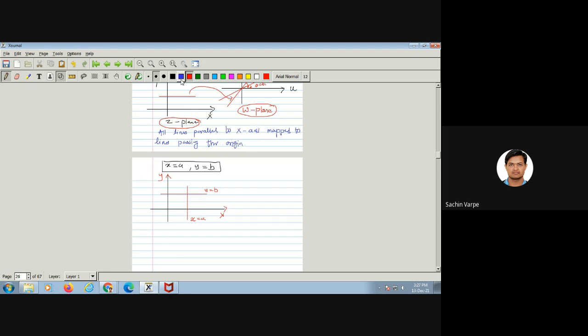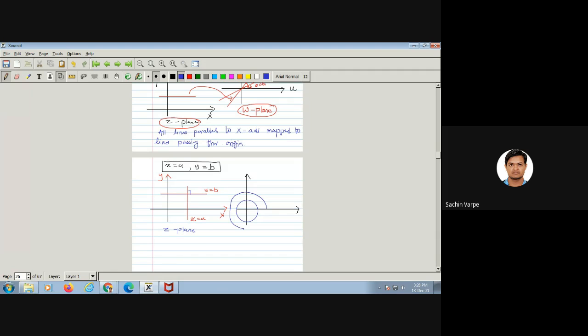So are these perpendicular here in the z plane? This is the z plane, and we have checked that x equal to a lines map to where? X equal to a lines map to circles. X equal to a kind of line maps to concentric circles actually. I mean all the vertical lines map to circles.